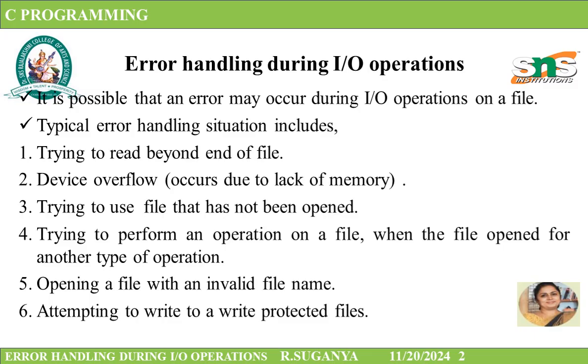Typical error situations include: first, trying to read beyond the end of the file. The second, a device overflow, which occurs due to lack of memory. The third, trying to use a file that has not been opened. Fourth, trying to perform an operation on a file when the file is opened for another type of operation. The fifth, opening a file with an invalid file name. Sixth, attempting to write to write-protected files. So these are some possible errors during input-output operations on a file.